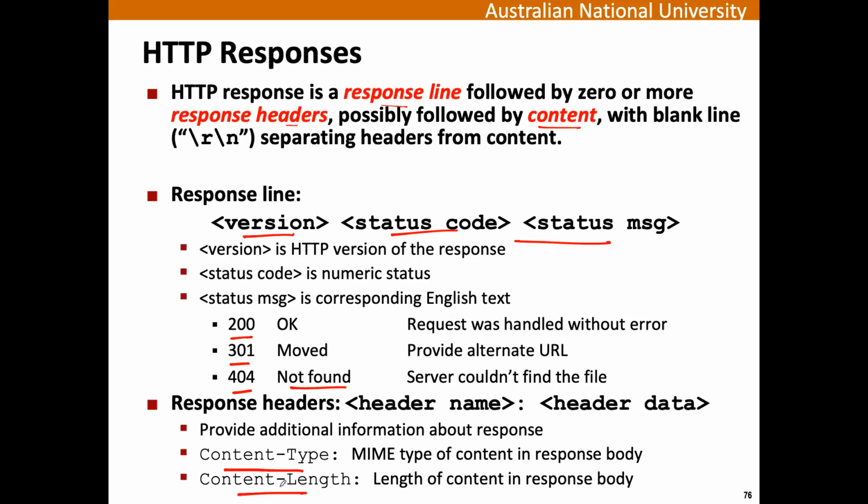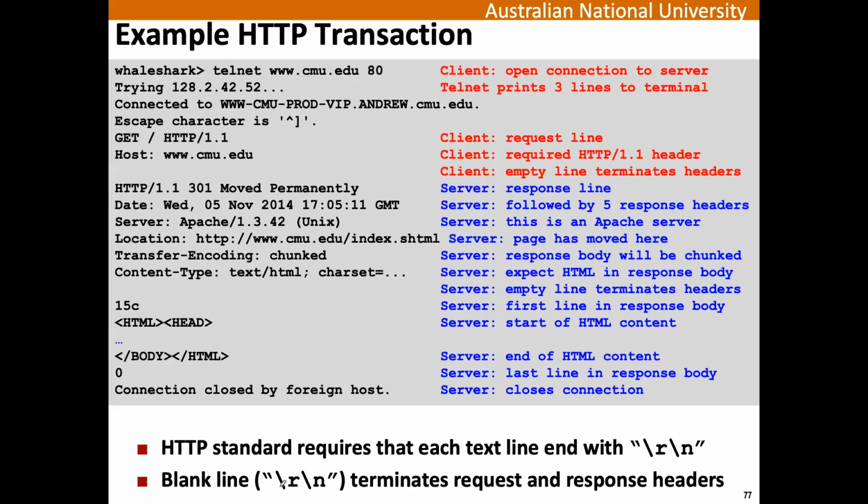And the content typically is an HTML program that tells the client how to transform the HTML code into a web page. So here's an example transaction. We're using Telnet to connect to this domain and this port. Telnet tells you how to terminate the connection, caret and this bracket, and on Mac at least, this is Control-C.